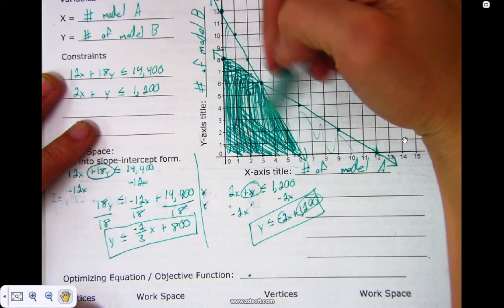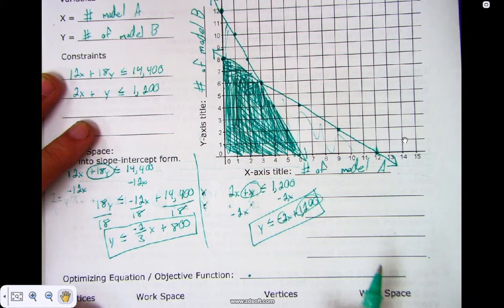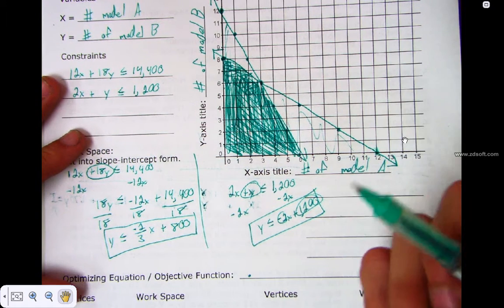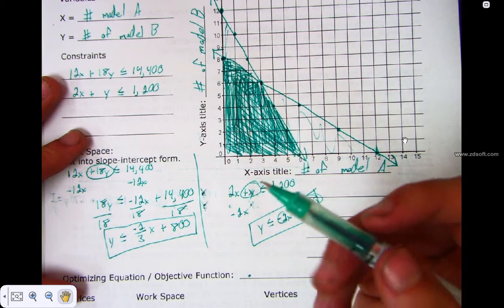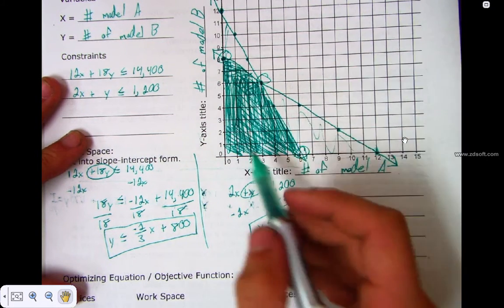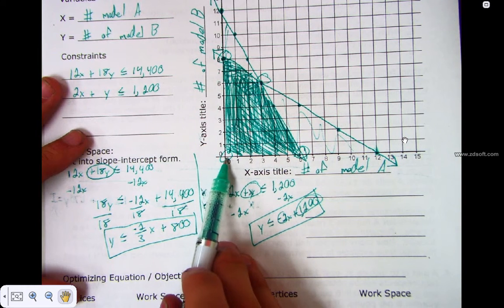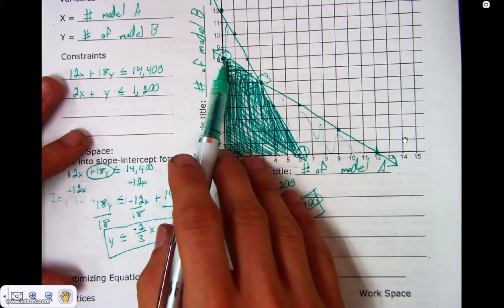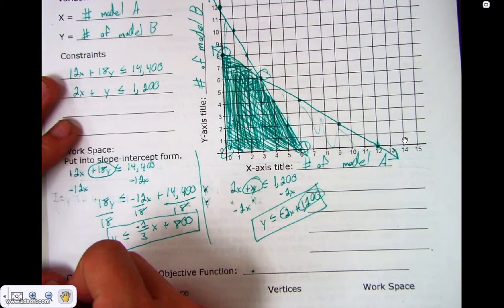Alright, so that's where my areas are intersecting, okay? So I've got a few vertices in here. Now these are my extreme points, okay? I'm going to use these to find my maximums or my minimums. There's a vertice, and here's a vertice right here, but I'm not going to worry about that because I'm only concerned with maximums. So I've got 0, 8 as one vertice.